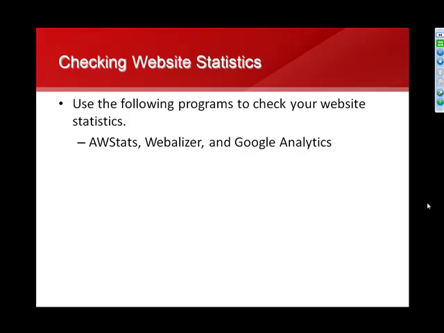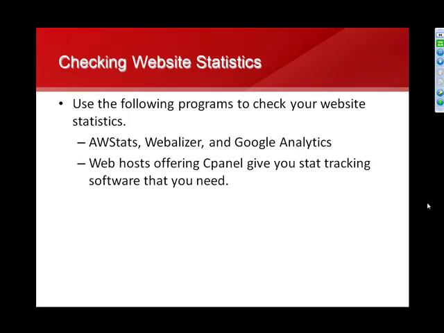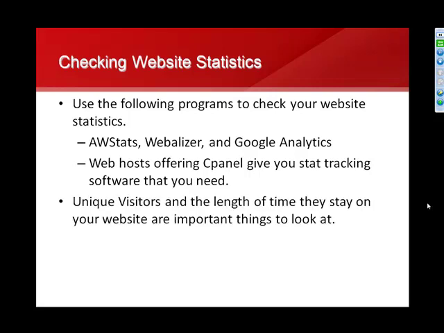And if you are using a website hosting company that has cPanel, which has AW Stats and Webalizer, then I would still look at using Google Analytics, because it's nice to be able to track your website statistics all around. So at least that way you can get a rough idea as to all the different options you have for traffic. Basically the core thing here is the web host offering cPanel gives you the stat tracking software that you need, and that's AW Stats and Webalizer.